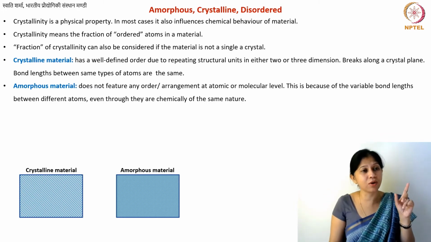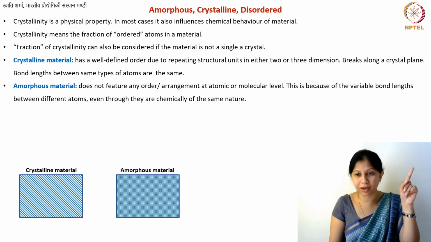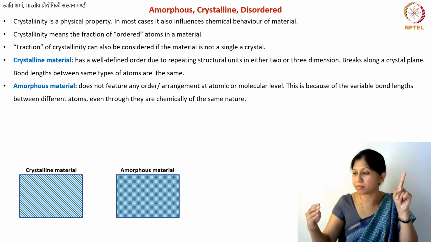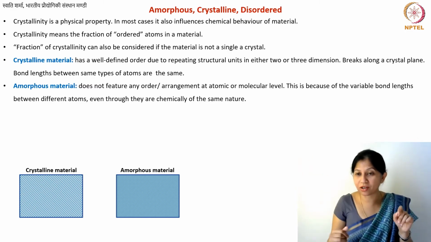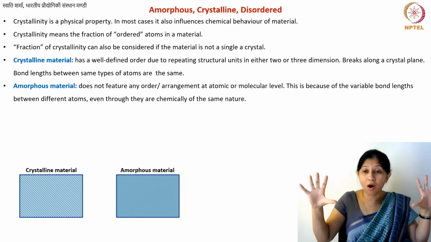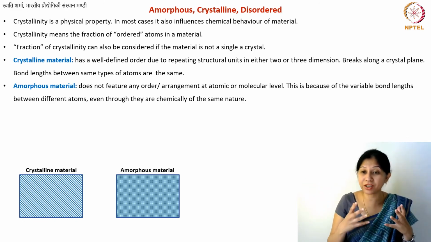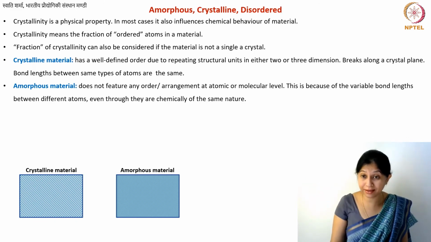Maybe carbon number 1 and 2 have the same bond length, maybe carbon number 67 and 68 also have the same bond lengths, but overall what you get is a range of bond lengths. Then you call it an amorphous material. So there is no order whatsoever.